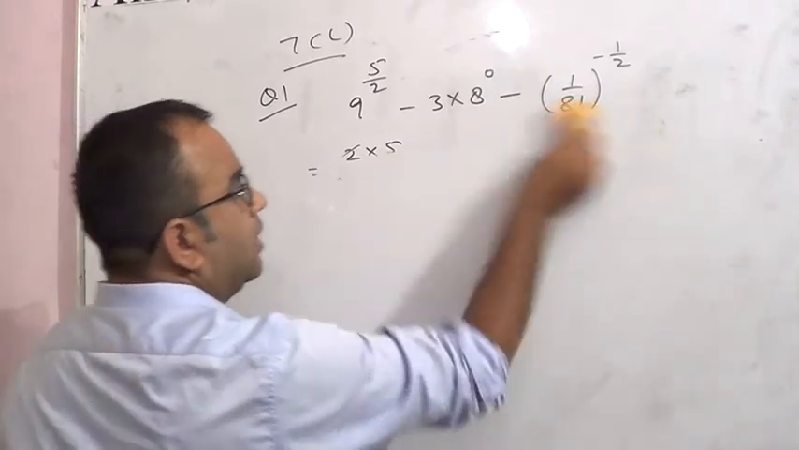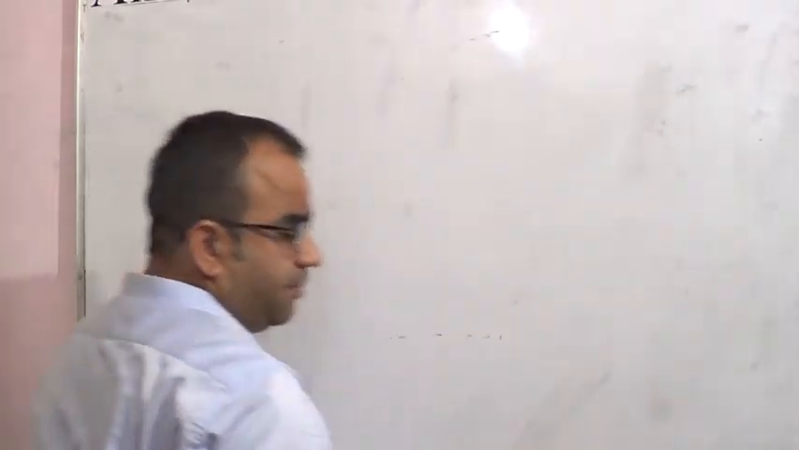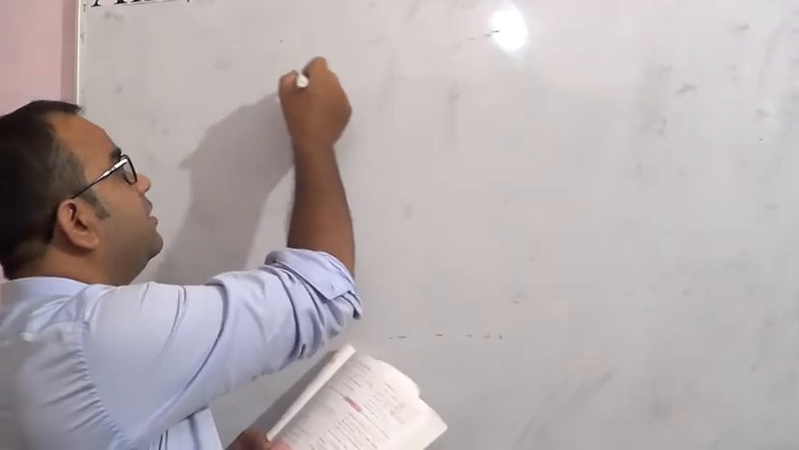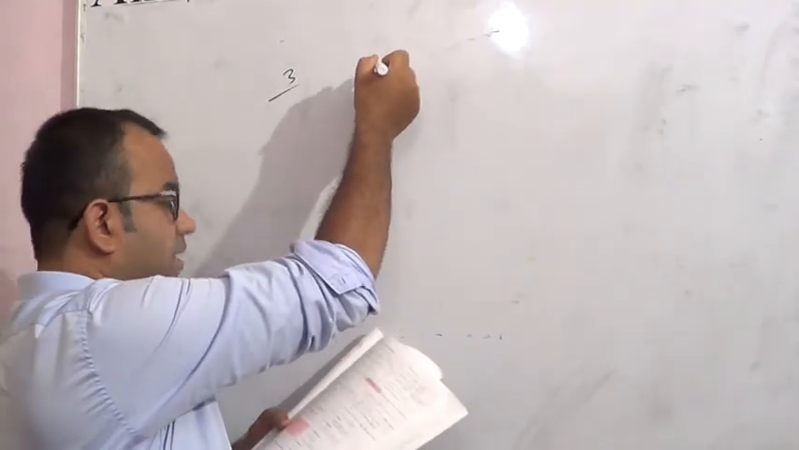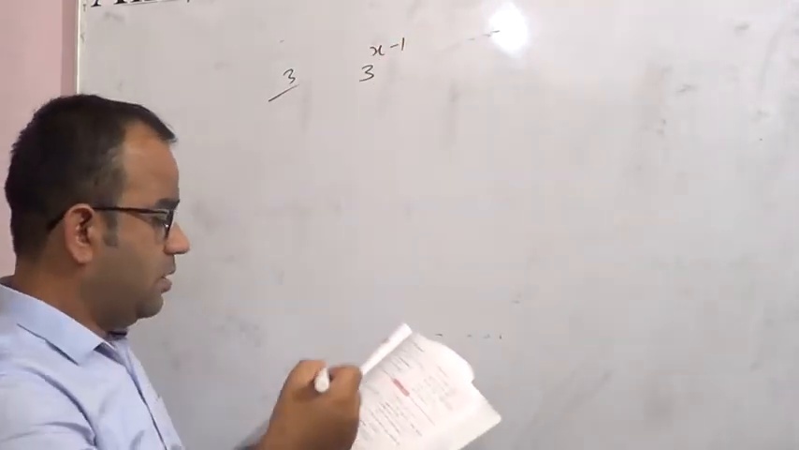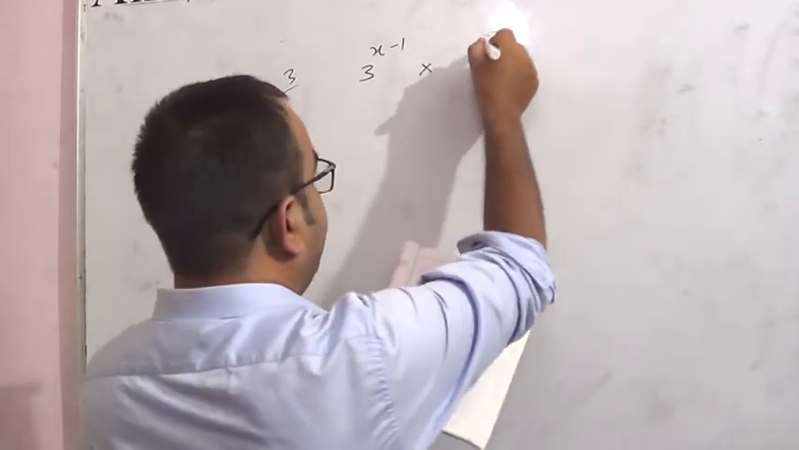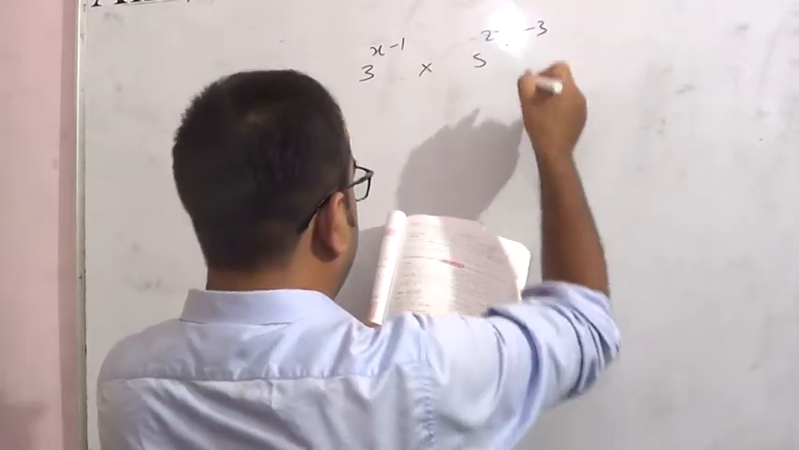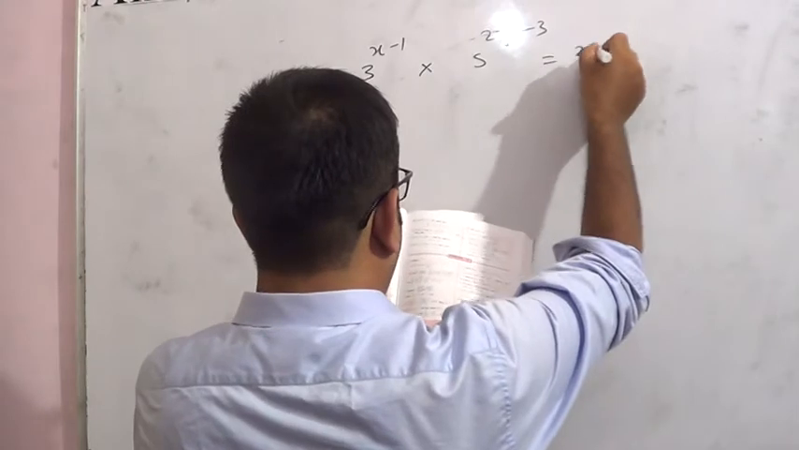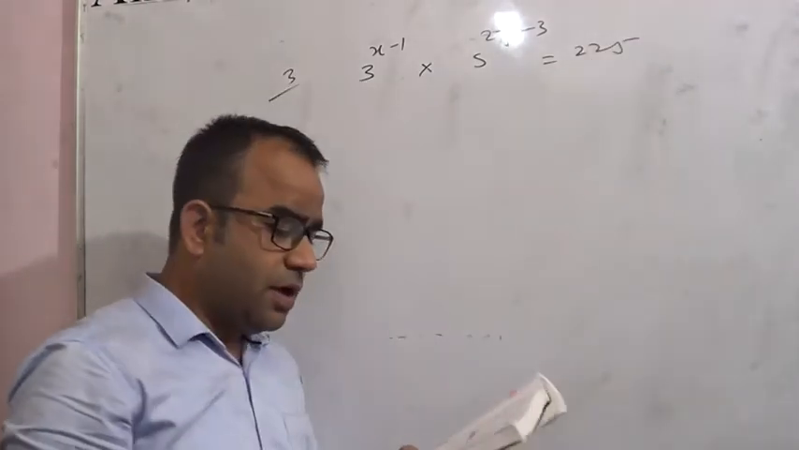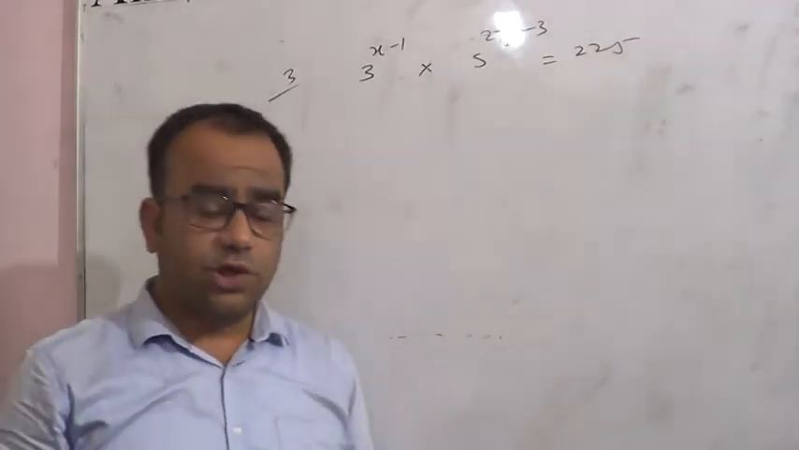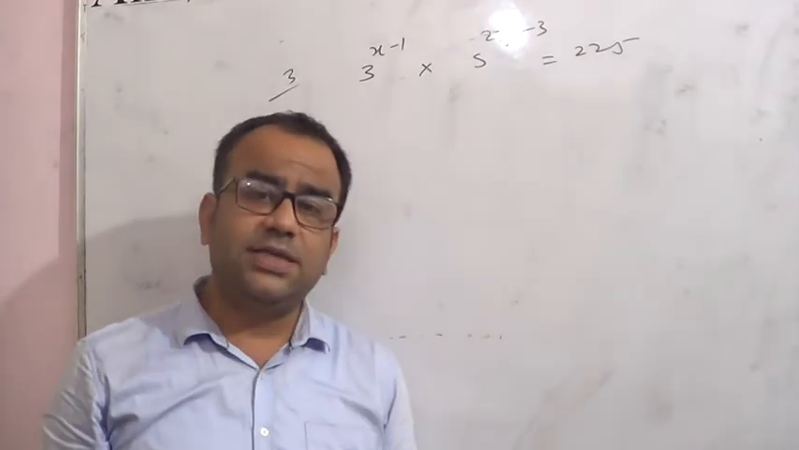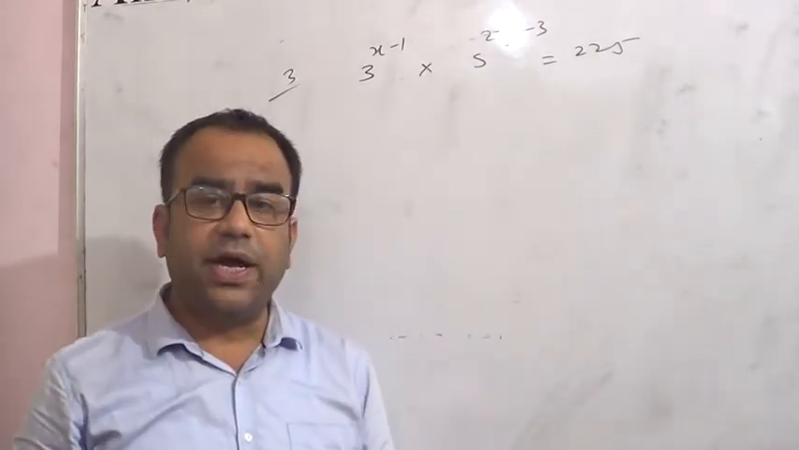Now I am solving question number 3. I am leaving one question gap so that you can also try the rest of the questions. Question number 3 says 3 to the power x minus 1 multiplied with 5 to the power 2y minus 3 is equal to 225. Now in this question you have to solve, which means you have to find the value of x as well as the value of y.